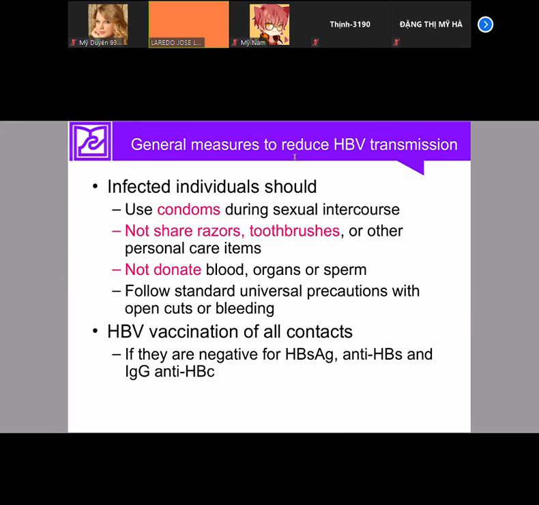How to prevent the transmission of hepatitis B? Hepatitis B is transmitted through the blood, through sexual relations, and from mother to fetus. So infected people should use condoms during sexual relations, so safe sexual practices to avoid sexual transmission. Not to share razors or toothbrushes or other personal items. Obviously, not to donate blood or organs or sperm. So these recommendations are obvious to avoid the spread.